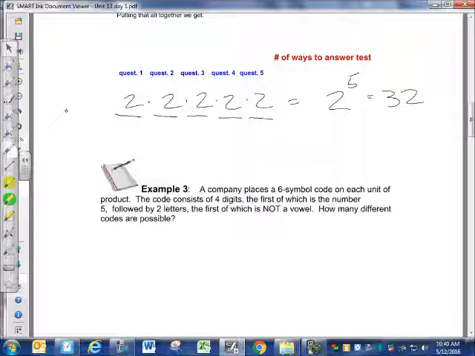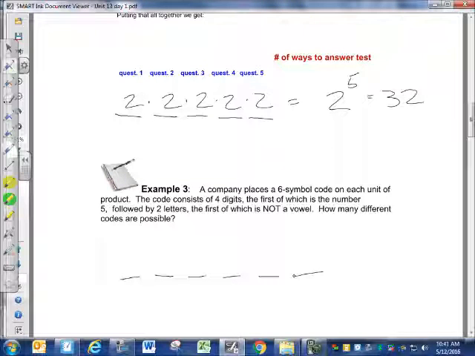Another example. A company places a 6-symbol code on each unit of product. The code consists of 4 digits, the first of which is the number 5, followed by 2 letters, the first of which is not a vowel. How many different codes are possible? Well, I start with my lines, which are the events that I'm going to place. I have a 6-symbol code, so 1, 2, 3, 4, 5, 6 lines will be written down here.